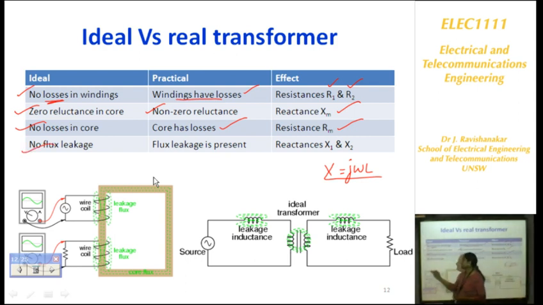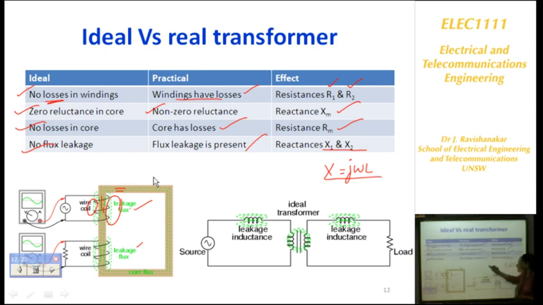Next, we have assumed that there is no flux leakage. This is what is called the leakage flux, the flux that is leaking. See, there are two lines of flux shown here which go through the core. There is some flux which is free on this side and on this side. This is called the leakage flux. Whenever you have leakage flux, once again there is a loss of flux, isn't it? This loss of flux can be represented in terms of reactances X1 and X2 present on the primary and the secondary side.